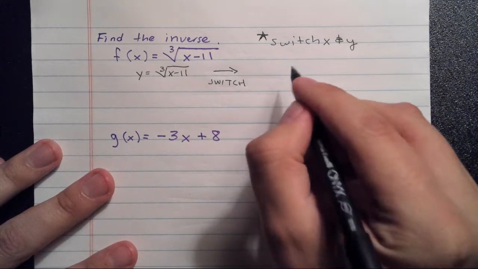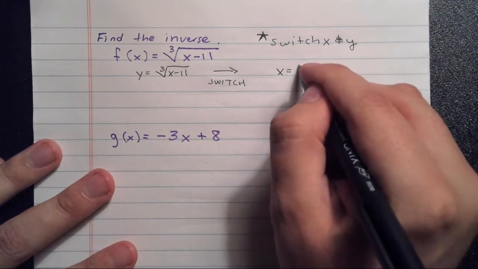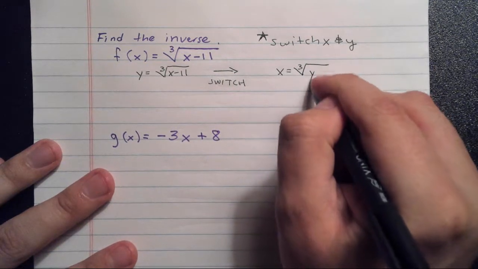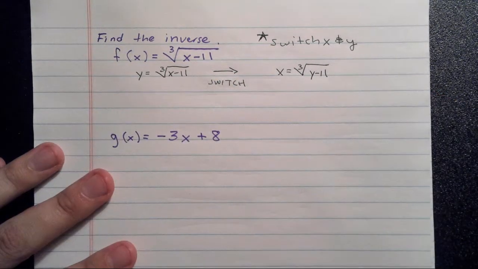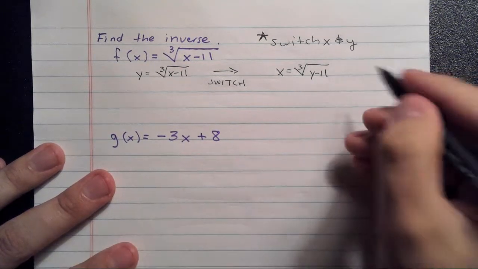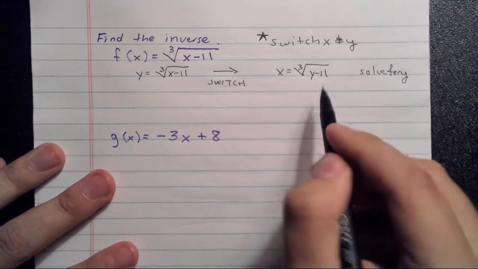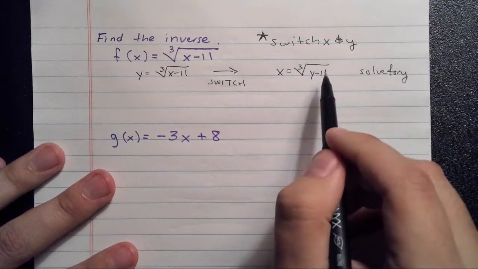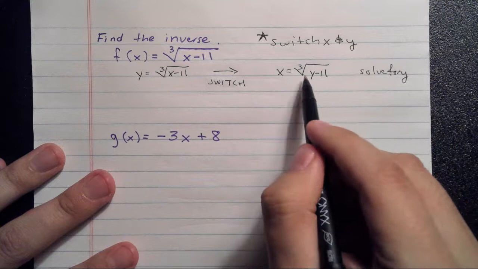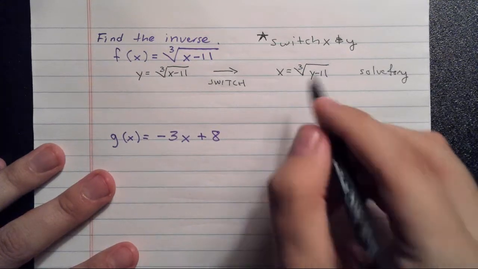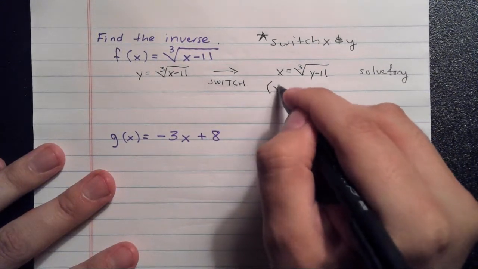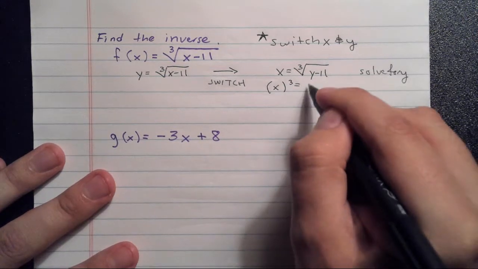So y is the cube root of x minus 11 means that x is the cube root of y minus 11. Well, what do I do here? I need to solve for y. To solve for y means I need to get it out from under this radical. How do I undo a cube root? I undo a cube root by cubing both sides of my equation.